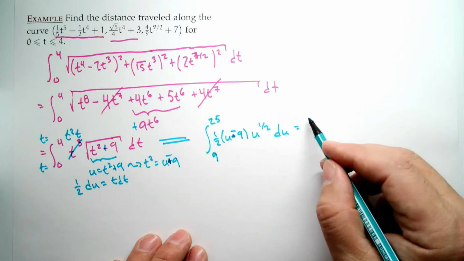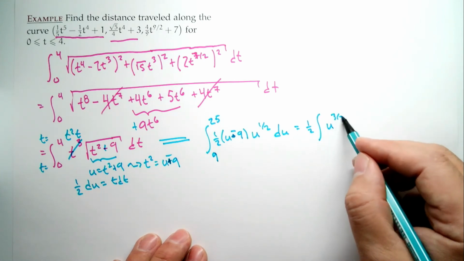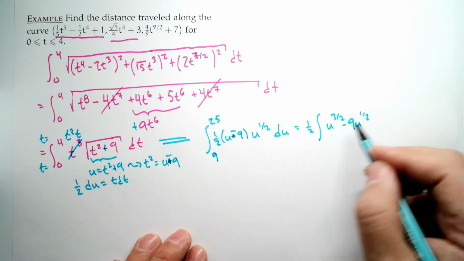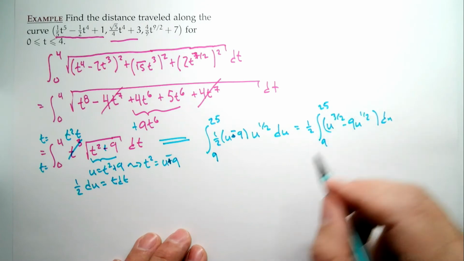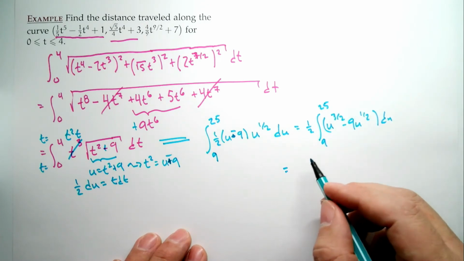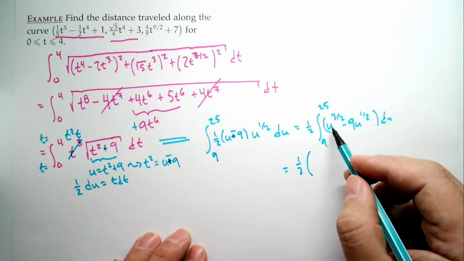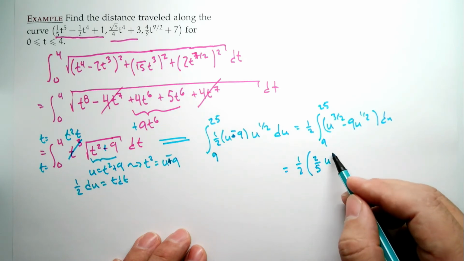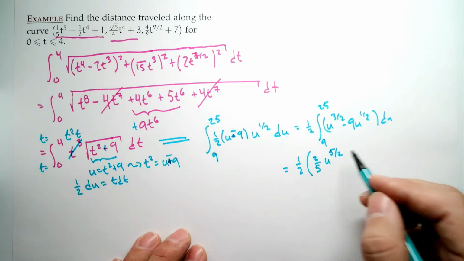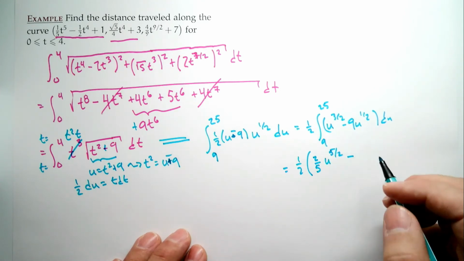So, we get this is 1/2. We can pull the constant out. This will be u to the 3/2 minus 9u to the 1/2 du, going from 9 to 25. So, that's something we can integrate. So we get 1/2. Integral of u to the 3/2, 2/5 u to the 5/2 minus integral of u to the 1/2.